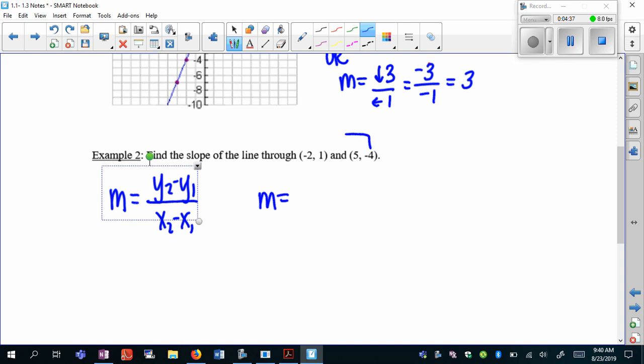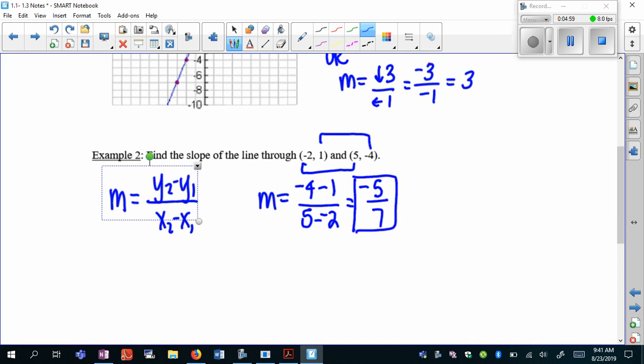So I'm subtracting the y's first. I usually start right then left. So negative 4 minus 1. And then you want to subtract the x values. So 5 minus negative 2. Simplify that, and we get negative 5 over 7, and then you just leave that. So negative 5 over 7 means this would be going down since it's a negative slope.